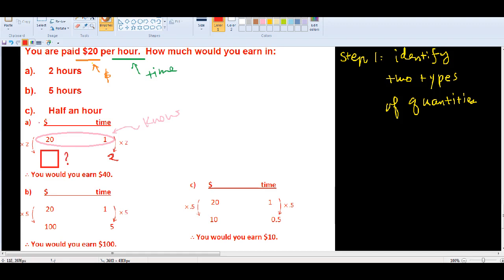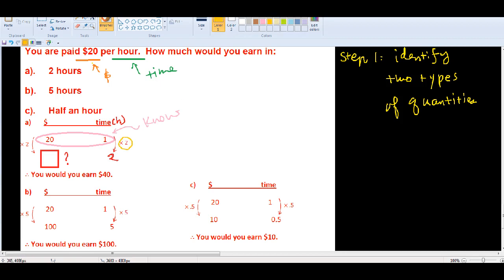So the whole setting is, if in 1 hour you are going to be paid $20, and the time is in hours, how about 2 hours? How much are you going to be paid? So the double line method is like this. From 1 hour to 2 hours, you times 2. You see, we write times 2 here.